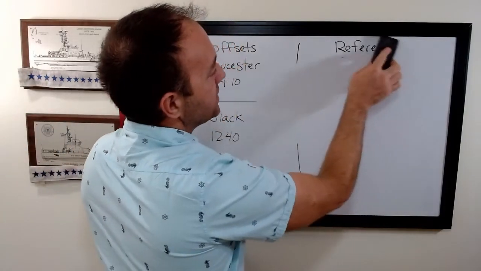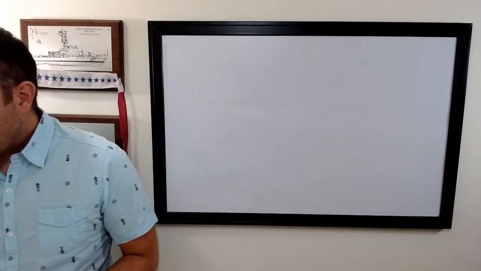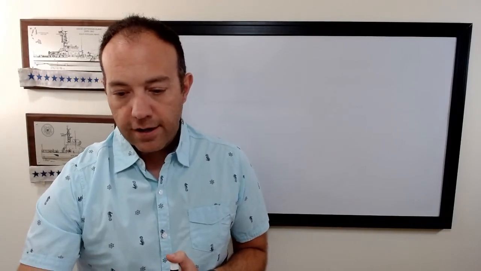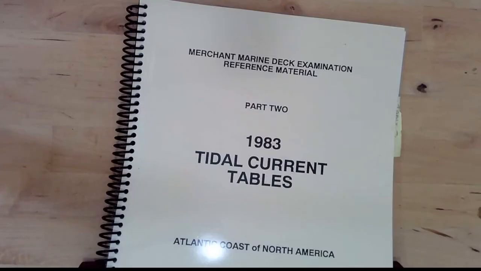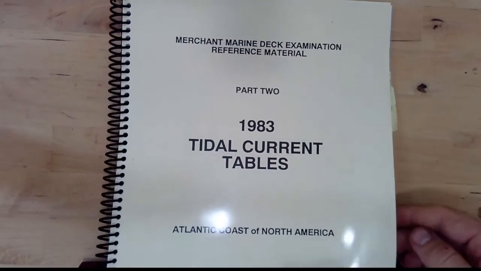Well, this problem is different, and what makes it tricky is a couple things that we'll show you as we go along. First things first, let's take a look at the tidal current tables. So we're going to pop over to that, if I can work my camera correctly. And you should be looking at the tidal current tables now. This is Merchant Mariner Deck Material Part 2.